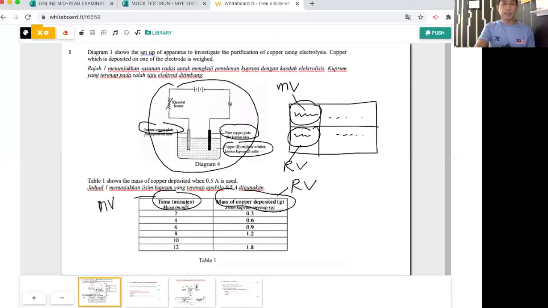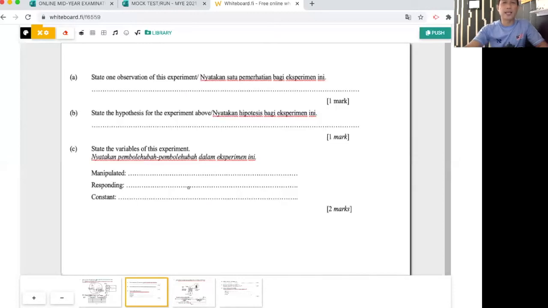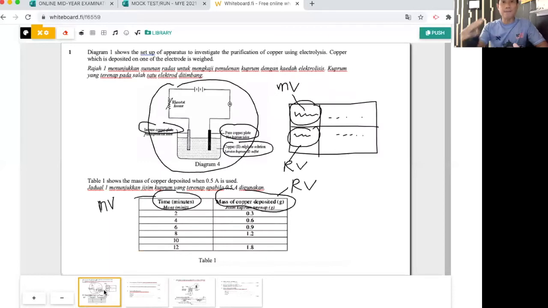Okay, so we are done with identification of variables. Now let's proceed with making observation. So you have this question here: state one observation of this experiment. Now this is also easy and it is also related to the MV and the RV just now. How to make an observation so that you will get full mark for it.